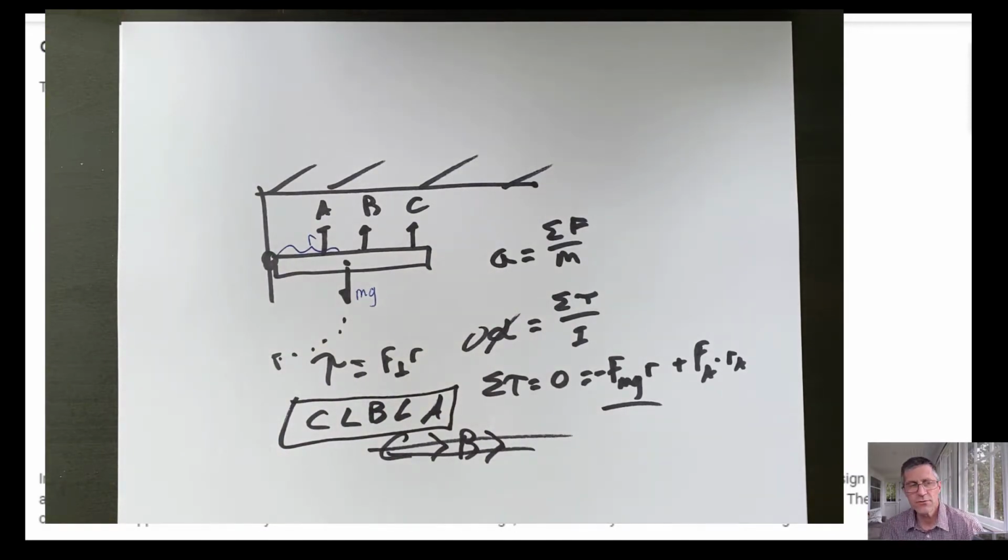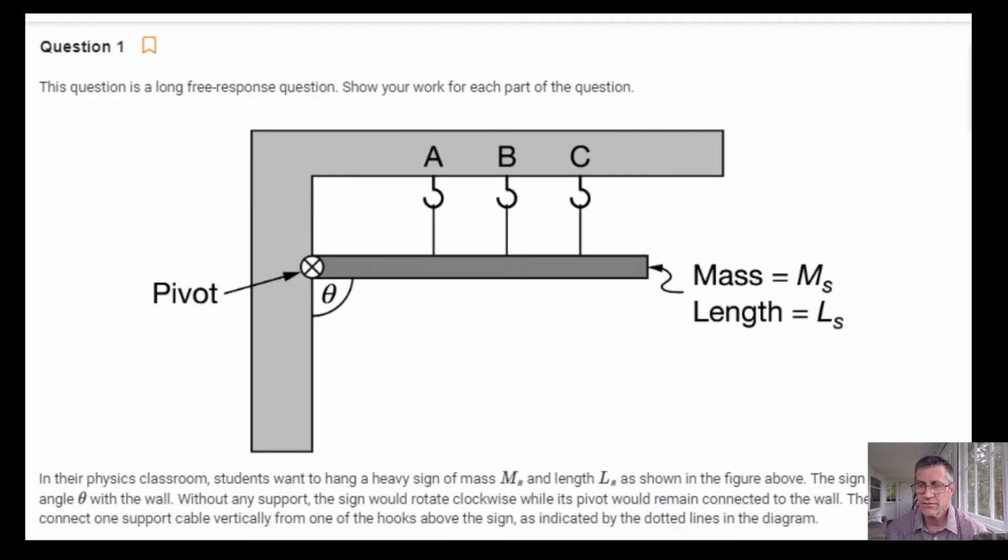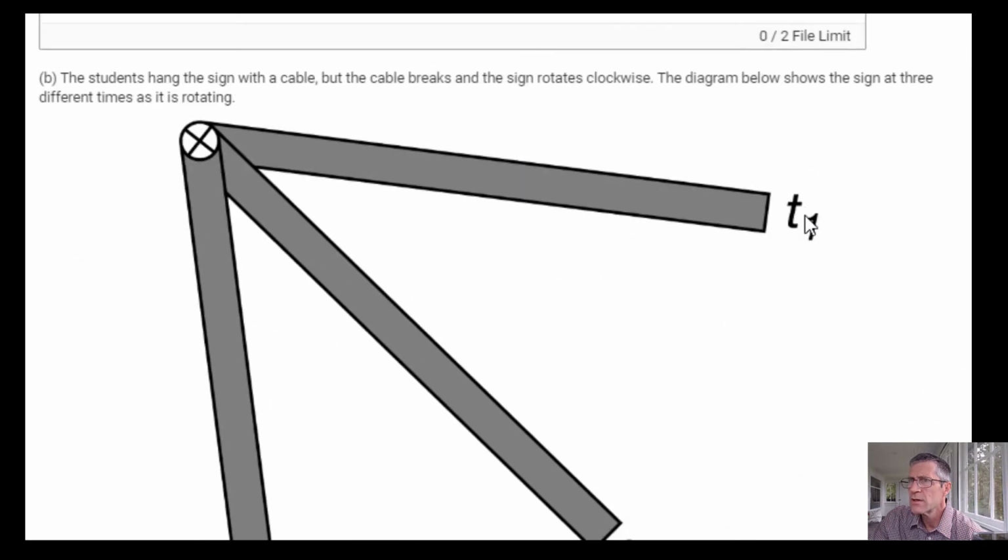So looking for a justification for this, what they're looking for you to identify is that you recognize torque is going to be force times lever arm. So you want to have something in your explanation that says torque is force times lever arm. Let's go on to the next one. Part B.